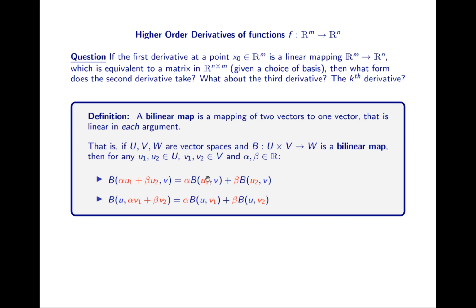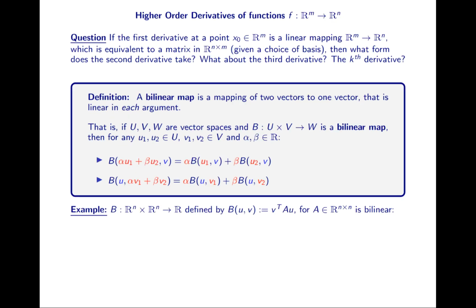So if V is held constant, then I have a linear operator of the first argument. Similarly, if I hold U constant and let the second argument be a linear combination, then I can distribute. So it's linear with respect to the second argument as well. So this is a bilinear map.